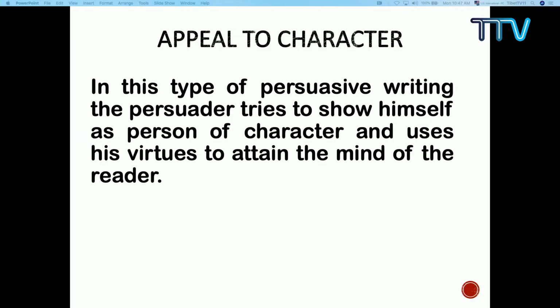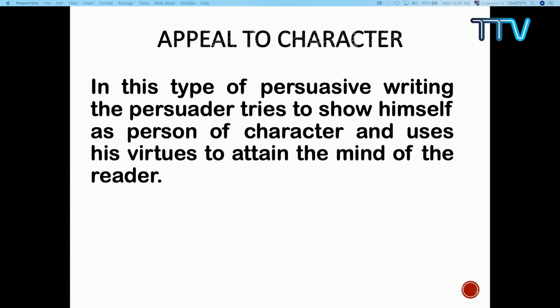So, in this type of persuasive writing, the persuader tries to show himself as a person of character and uses his virtues to win the mind of the reader. Little confusing for the younger children. Do you think this is a little confusing? The persuader means the person who is writing that, or speaking. Tries to show himself as a person of character and uses his virtues to win the mind of the reader.